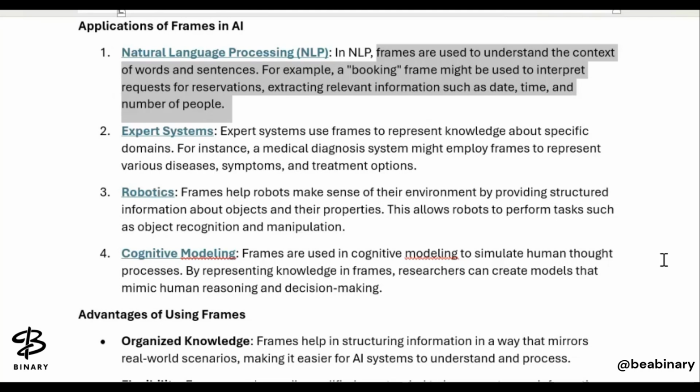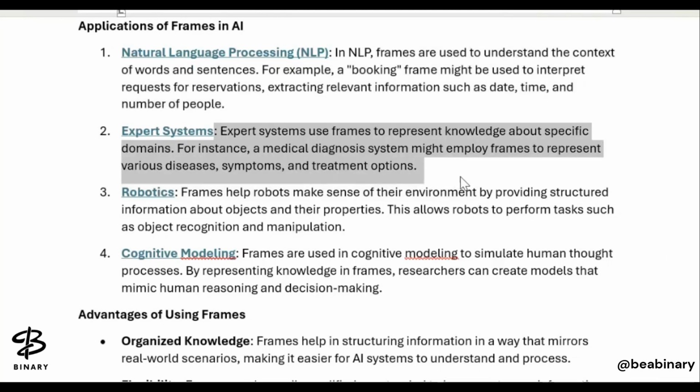Then various expert systems use frames to represent knowledge about a specific domain. When we are talking about expert systems, definitely we are talking about a particular domain-based system. For example, a medical diagnosis system might employ frames to represent the various diseases, symptoms, and treatment options.